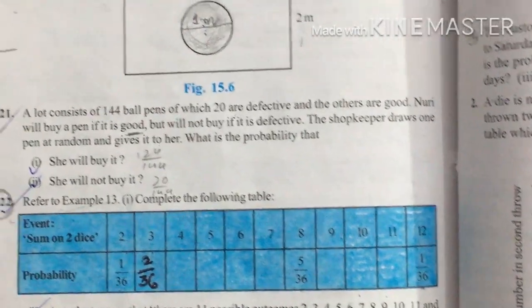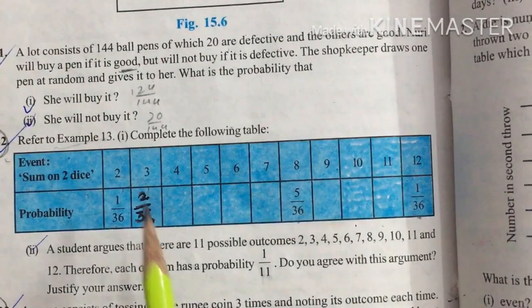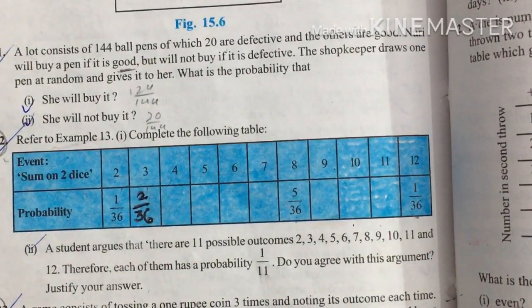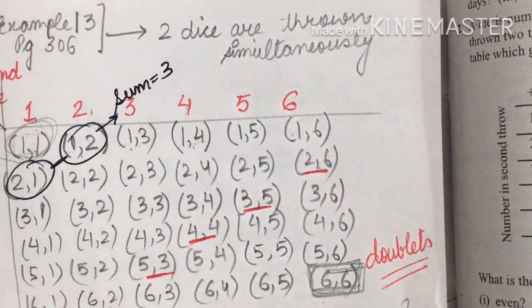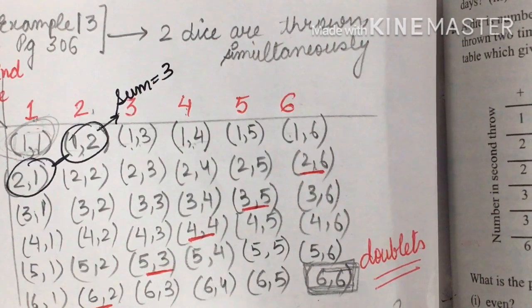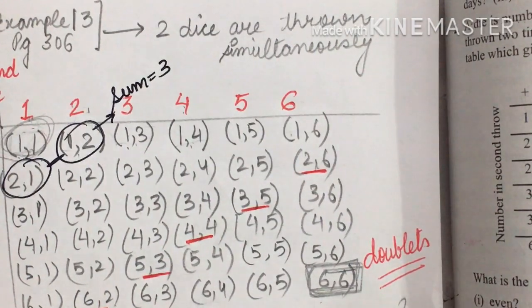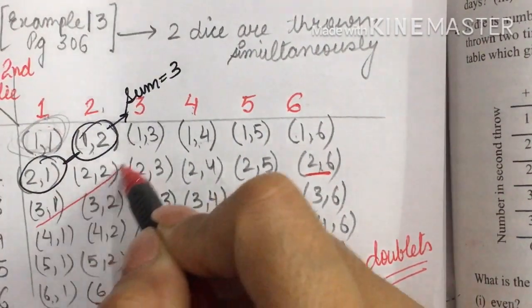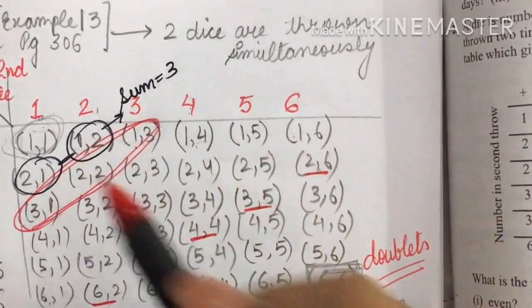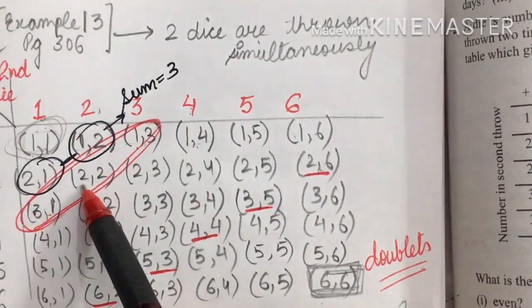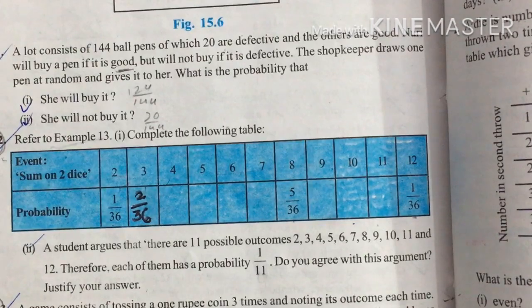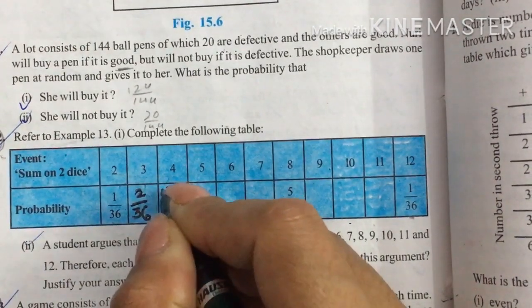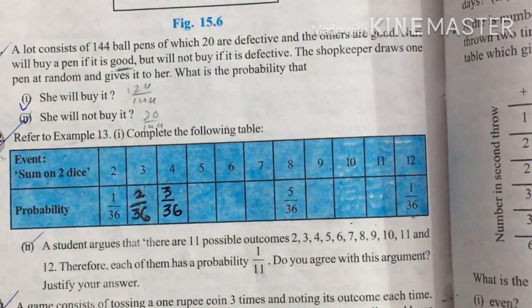And then further we want that the sum should be 4. Let's take a look again. The sum should be 4. How many outcomes are in favor of getting a sum 4? So the sum 4 will be obtained by these outcomes: 3 plus 1, 2 plus 2, 1 plus 3. So 3 outcomes will give me sum 4. So the probability in this case will be 3 over 36.